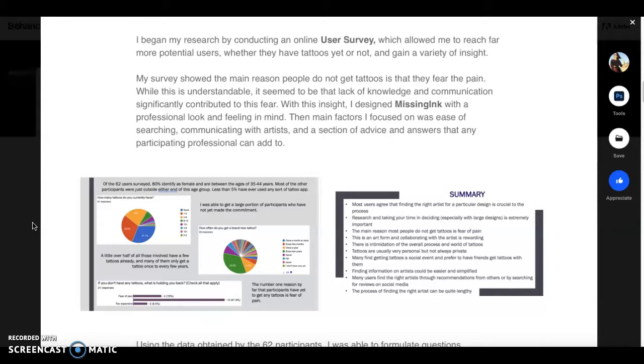Conducting a user survey allowed me to reach out to a variety of people, including those who have never gotten a tattoo before. One of the biggest lessons I learned was that it's not just fear of pain that was stopping people, but lack of knowledge. Open and honest communication needed to be factored into my app design.